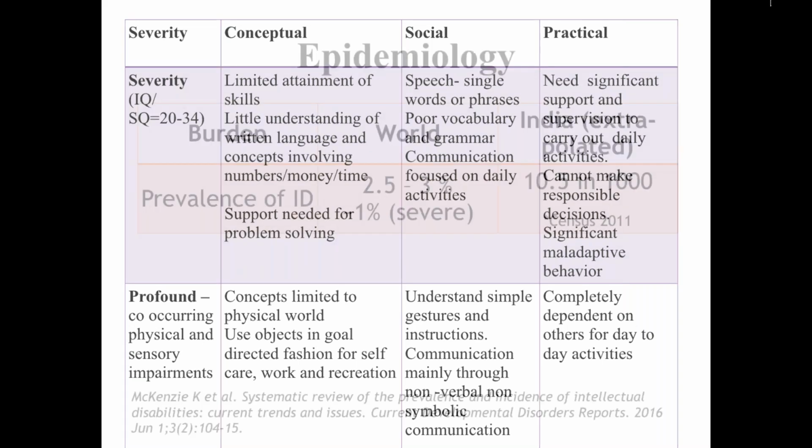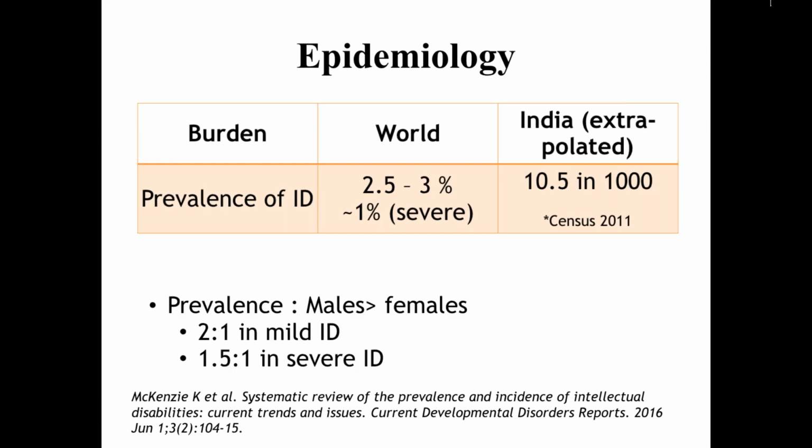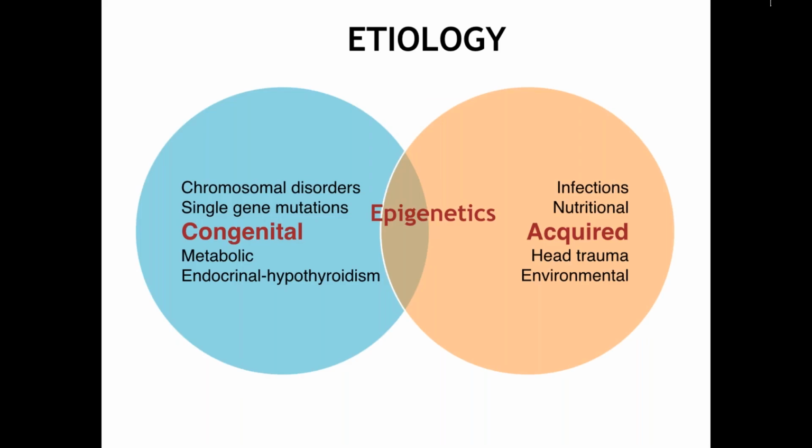Now, overall, the prevalence of ID would be around 2.5 to 3%, but if you're looking at severe intellectual disability, it will be around 1%. Males are much more commonly affected than females.